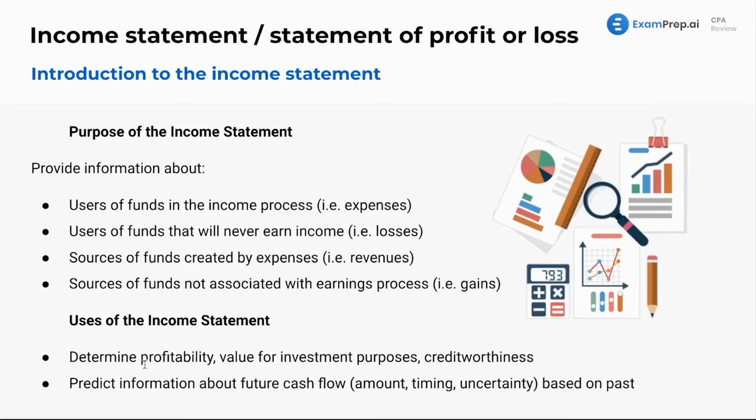Uses of the income statement: to determine the profitability. That one makes sense. The value for investment purposes. So generally, if we want to invest in something, we want to see that it's going to be profitable in the future. And then creditworthiness. Just like when you apply for a credit card, you've got to give your annual income and expenses and how much you pay in rent or for your home payment. And then predict information about future cash flow based on past results, right? Amount, timing, uncertainty. Yeah, how well are we going to do? Are we a seasonal business, right? Do we make the majority of our money in the fourth quarter? Do we have any slumps? We want to have a clear picture of the company and how much we're making and the consistency of the funds coming in.